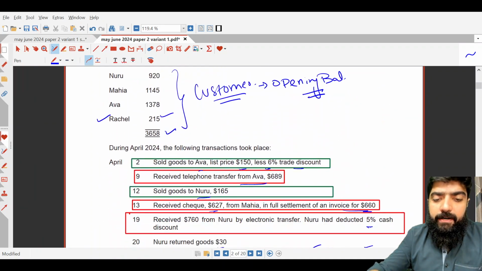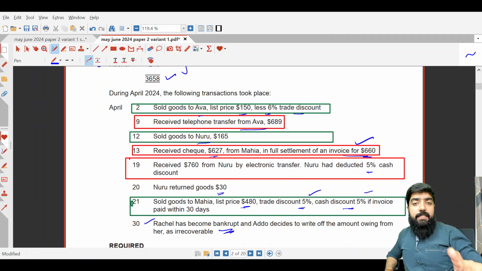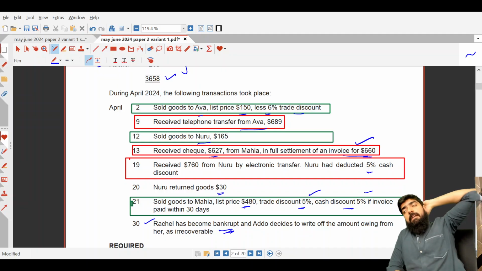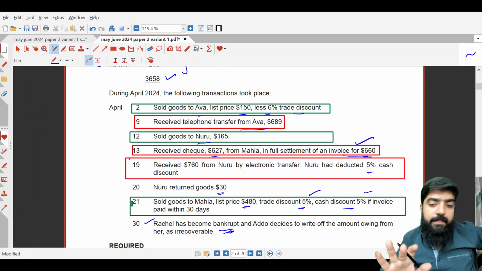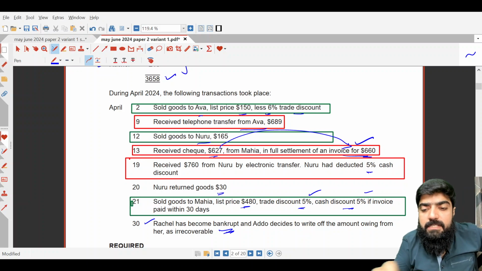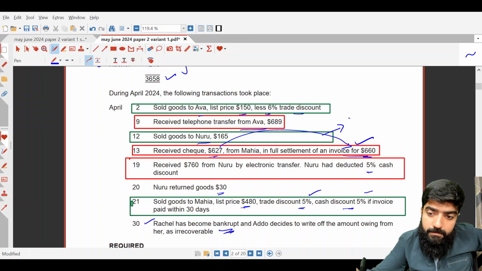Okay, now let's find out the other amount. On 30th of April, received a cheque of 627 in full settlement of an invoice of 660. Can you please let me know what amount you have received from that customer? 627. Okay, Ammar, what will be the difference amount? The difference amount is 33, and we will call this some kind of discount.